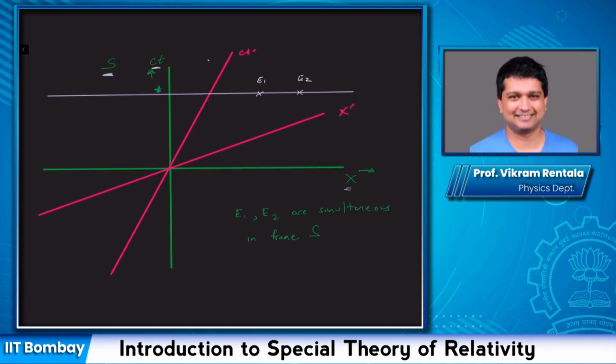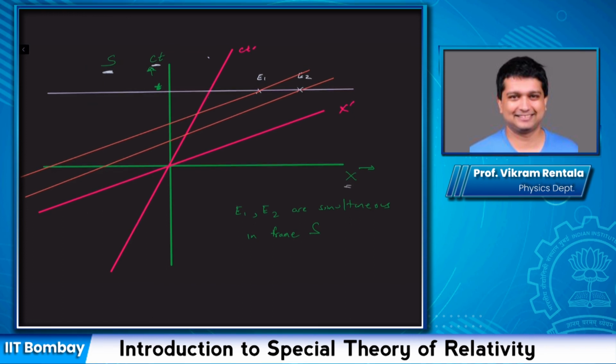Now we would like to know, do observers in the frame S prime perceive them to be non-simultaneous? So to locate their time coordinates according to observers in the frame S prime, what we would need to do is draw grid lines which are parallel to the x prime axis and passing through the points E1 and E2 respectively. So we draw two different lines. So let's draw those lines.